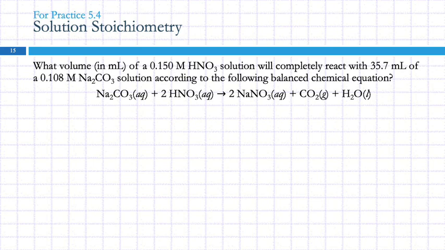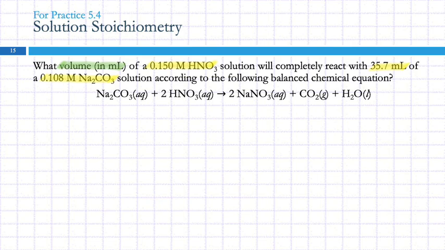What volume in milliliters of a 0.150 molar nitric acid solution will completely react with 35.7 milliliters of a 0.108 molar sodium carbonate solution according to the following balanced chemical equation? Now, when we look at the numbers here, we've got a concentration and a volume and a concentration and another volume. Those were the same kinds of numbers we had in the dilution problem we just did.